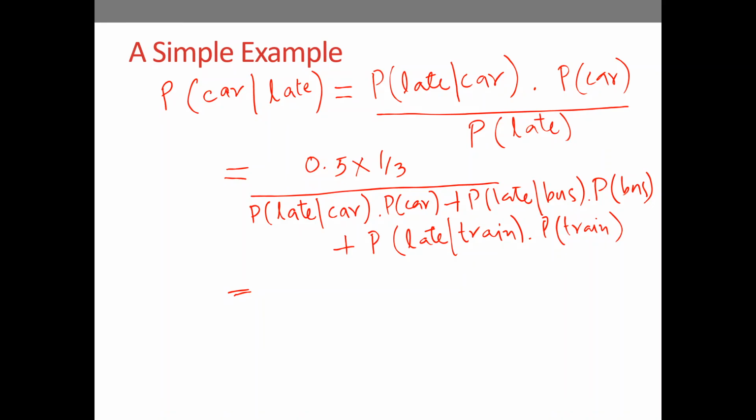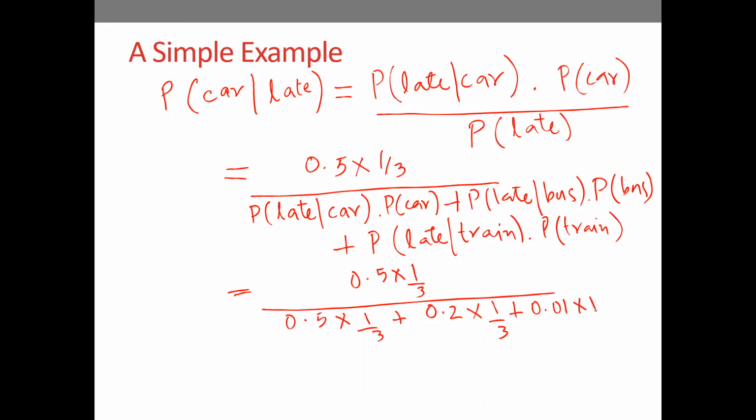So I can get this 0.5 times 1/3, and then we know the rest of them, right? So this is 0.5 times 1/3 plus, this is 0.2, I remember, times 1 over 3 plus 0.01 times 1 over 3, which, by the way, I calculated, comes equal to 0.7042.